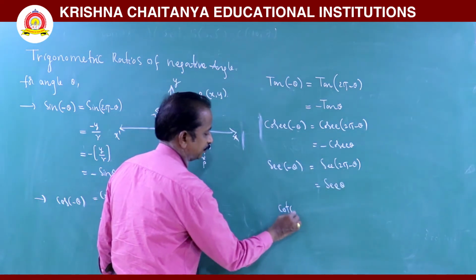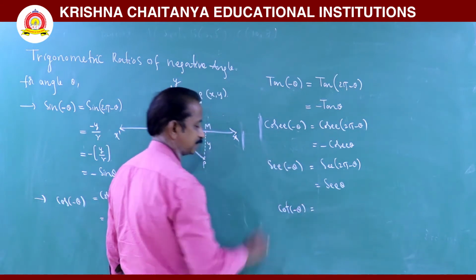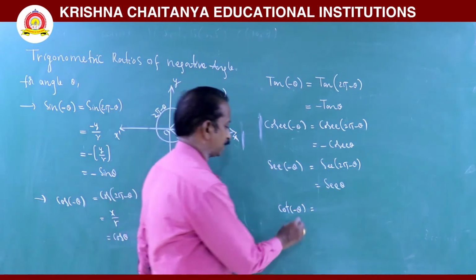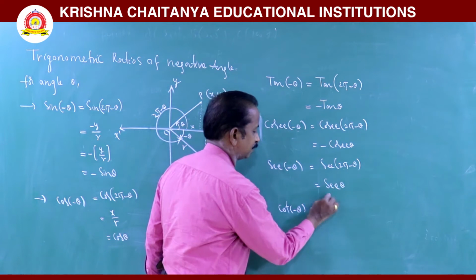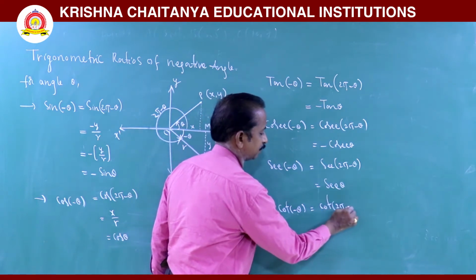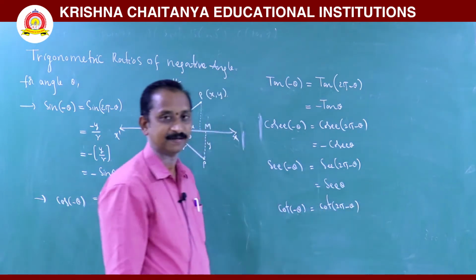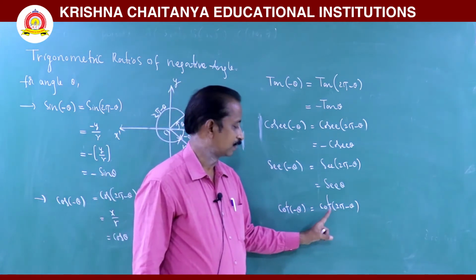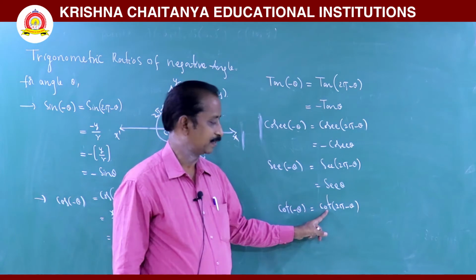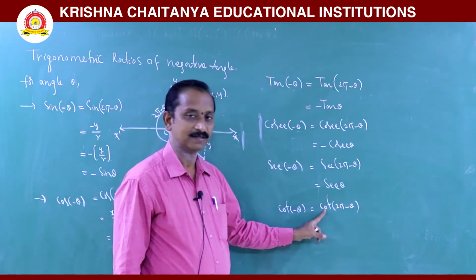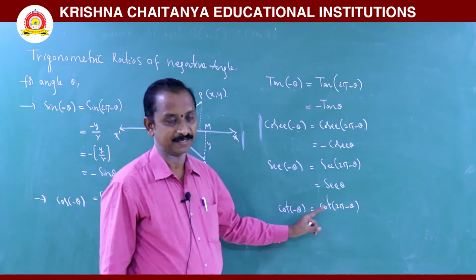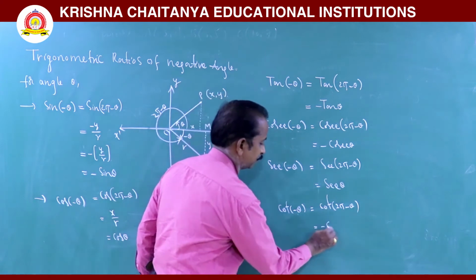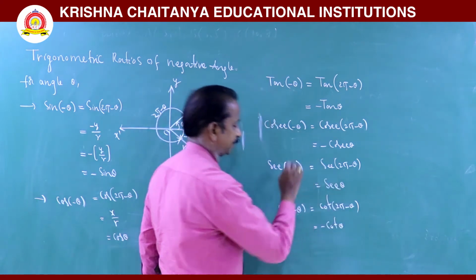Cot minus theta, cot of minus theta. In clockwise direction minus theta, in anti-clockwise direction 2 pi minus theta. Lies in fourth quadrant, cot position negative. At this allied angle cot ratio unchanged. So answer should be minus cot theta.